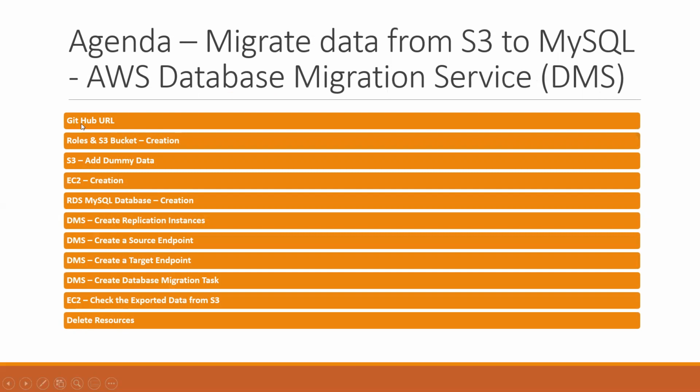And in our discussion today, first we will discuss the GitHub URL where we will get the details for the dummy database creation. Then we will create some roles in IAM and an S3 bucket. In the S3 bucket, we will add some dummy data taken from the GitHub URL. After that, we will create an EC2 instance. That instance will work as a SQL client.